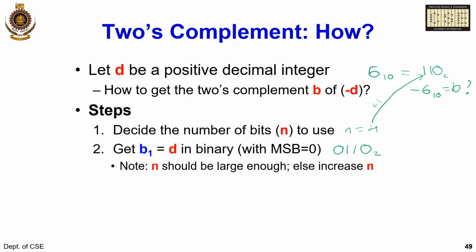So what's the next step? n should be large enough, else increase n. So here we added the new bit. We didn't want to increase it further, right? This is enough. So n equals 0 is enough.